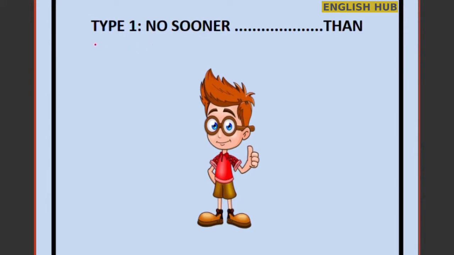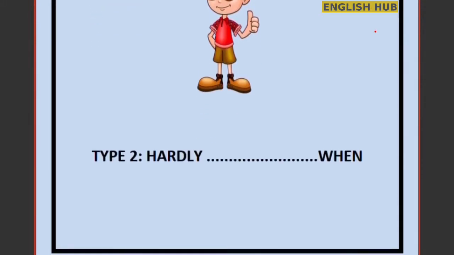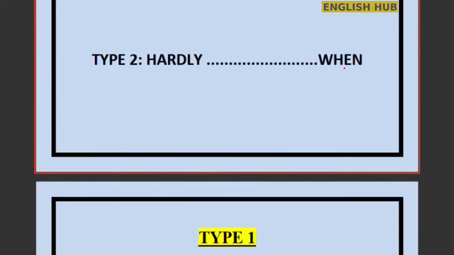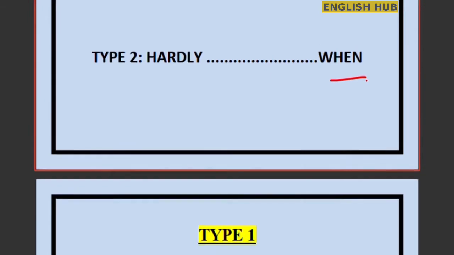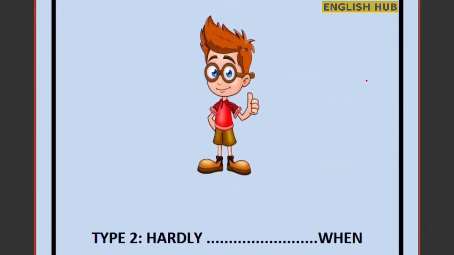Type 1 is going to be no sooner. I think all of you are familiar with this. No sooner than, this one is one type, and the other type which we are going to discuss is type 2, hardly. Okay, the sentences that start with no sooner and the sentences that start with hardly. These are the two kinds that we are going to do today. Why are we doing this together? We are doing this together because this topic is similar. Both of these topics are similar to one another, so it will become very helpful. So best of luck. Let's start with this.